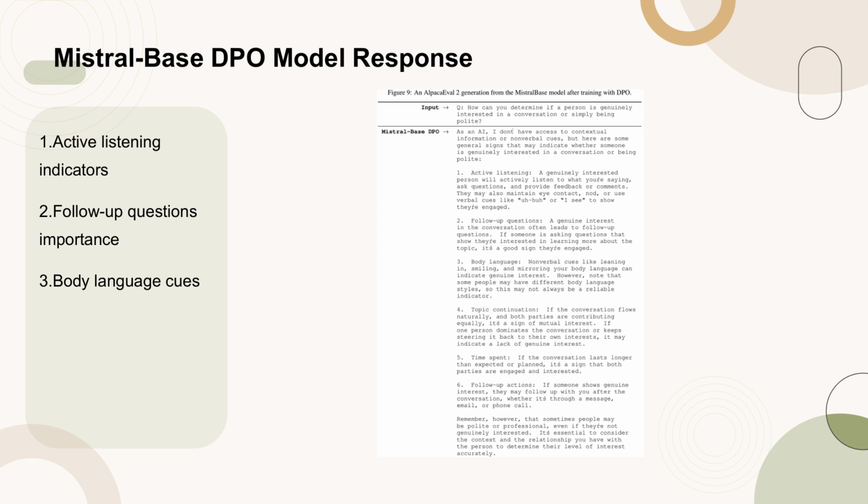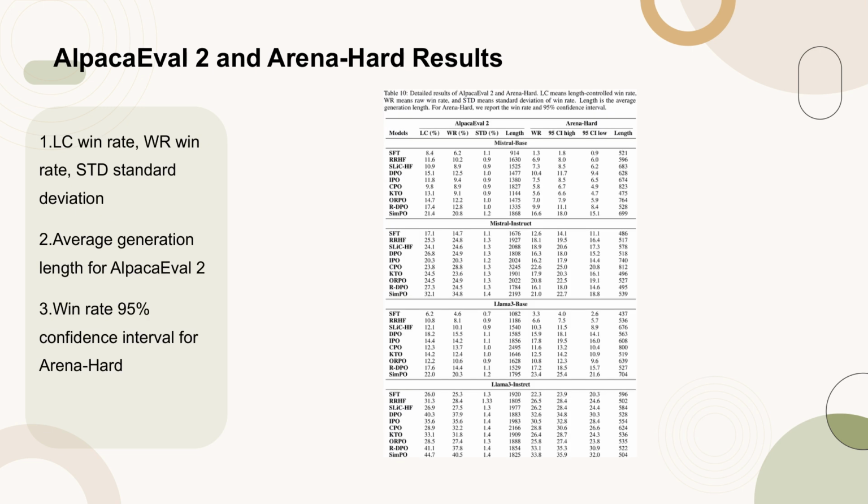Table 10 presents detailed results from the AlpacaEval 2 and ArenaHard benchmarks. It includes length-controlled win rates, LC, raw win rates, WR, and standard deviations, STD, for various models. Additionally, it provides the average generation length for AlpacaEval 2 and the win rate with 95% confidence intervals for ArenaHard. This data helps in understanding the performance and variability of different models across these benchmarks.